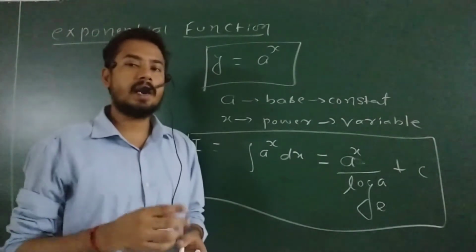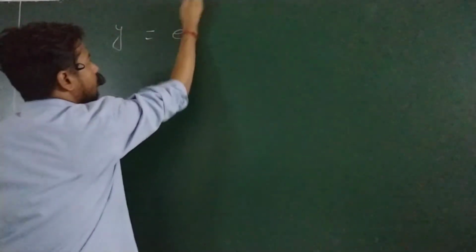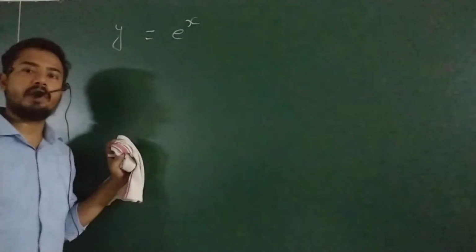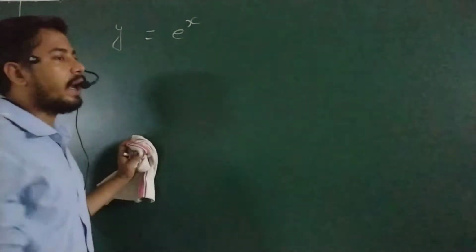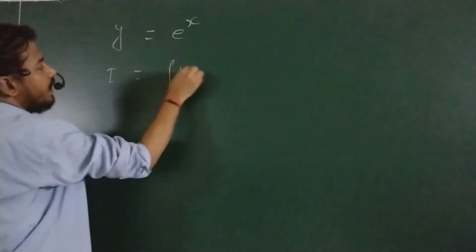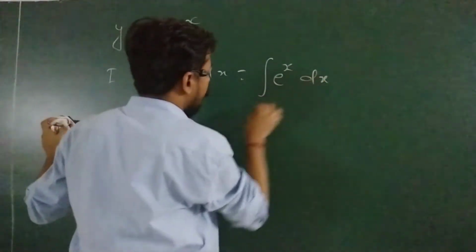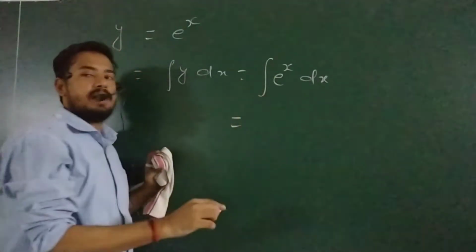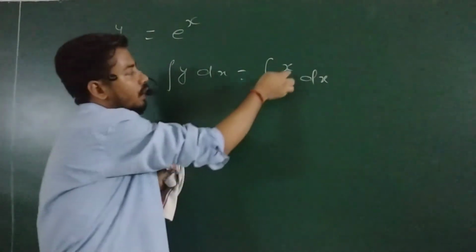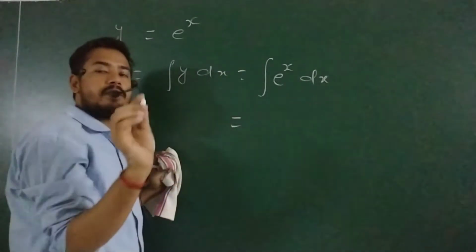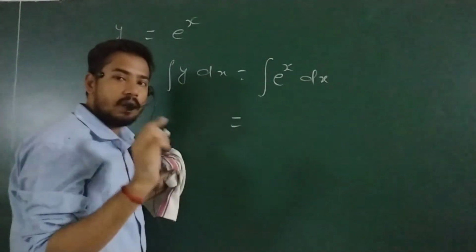Now we are going to see the next function. Suppose you have a function y is equal to e raised to power x. How can you integrate this one? The integration I will be y dx, ultimately we can write e raised to power x dx. See, the base is again constant, the power is variable. So this becomes an exponential function. Yes or no? Yeah, correct.